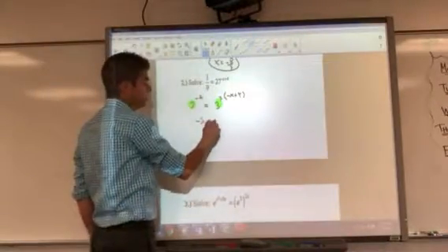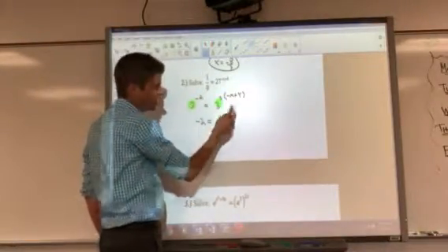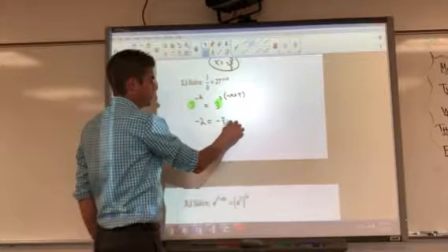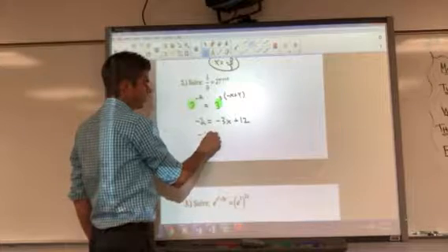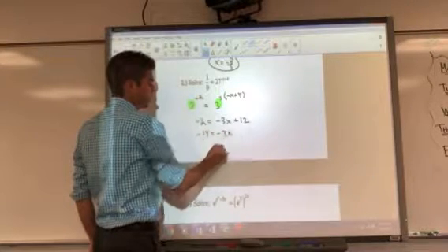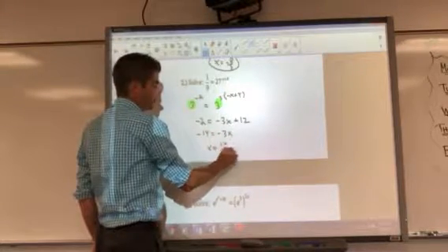So negative 2 is equal to, if I distribute, I hope I did this carefully, negative 3x plus 12. So I subtract, so I get negative 14 equals negative 3x, or x is equal to 14/3.